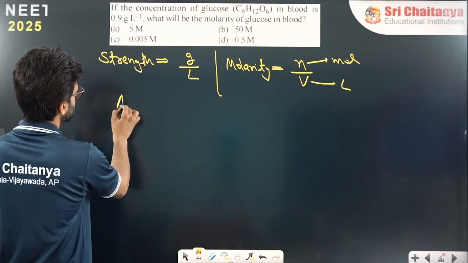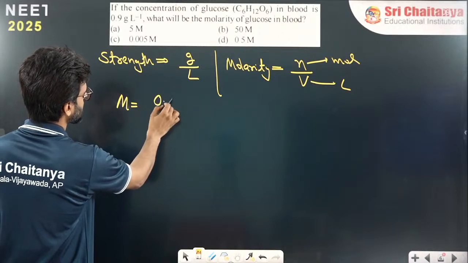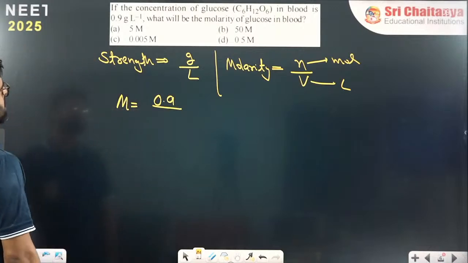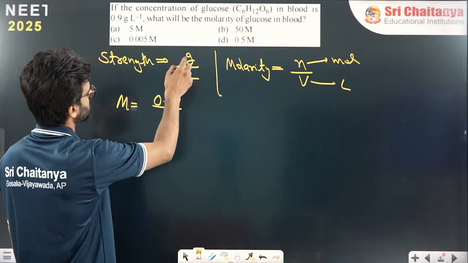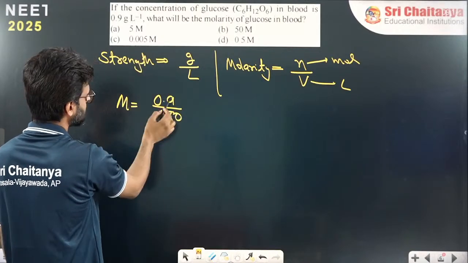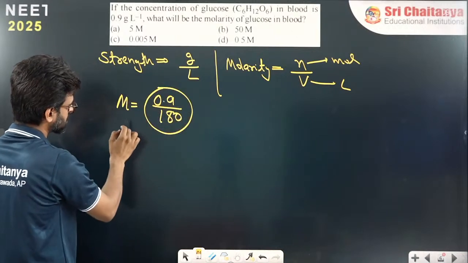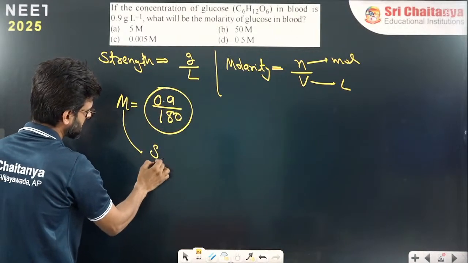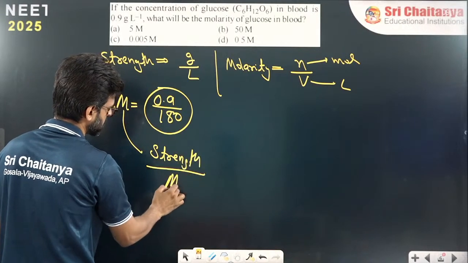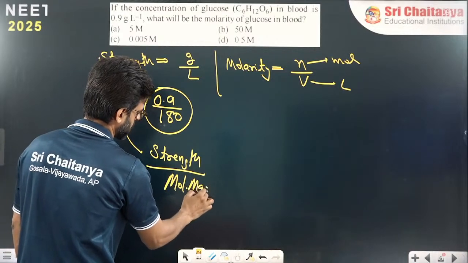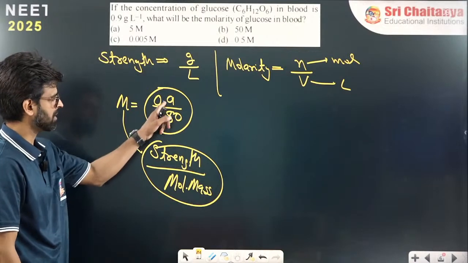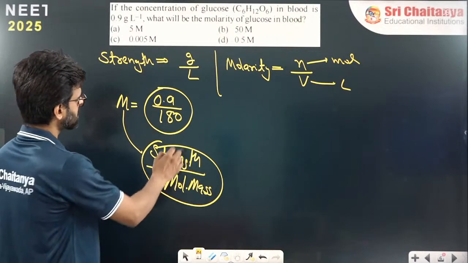It's very easy, beta. It is given as 0.9 gram per liter. I will divide by the molar mass of this C6H12O6. How much did they give here? They gave 180, and per liter is fine. So you can convert strength into molarity: if you divide strength by the molar mass of the solute, you can convert the strength term into molarity. That's what I'm doing: 0.9 by 180. You can solve this easily.